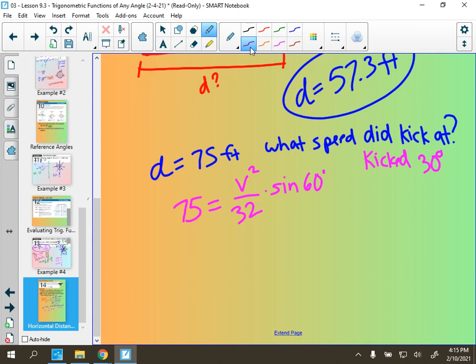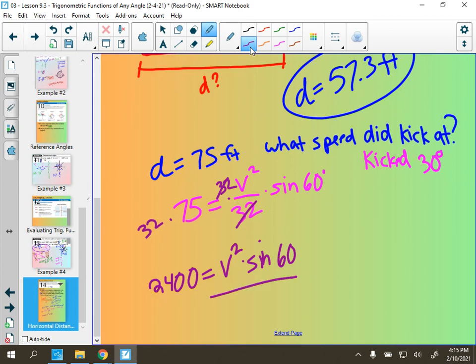The first thing I would look at doing is probably multiplying both sides by 32 just to get this 32 out of here. Okay, so I'm going to my calculator and showing some steps here. 32 times 75, just because I know it's at least going to be a decent number. 2400 equals V squared times the sine of 60. So now I'm probably going to stay on the calculator the whole time. So hopefully you can follow me here. Here's what I'm going to type in.